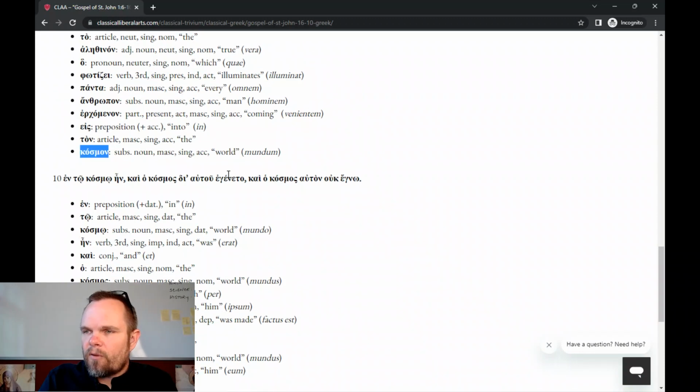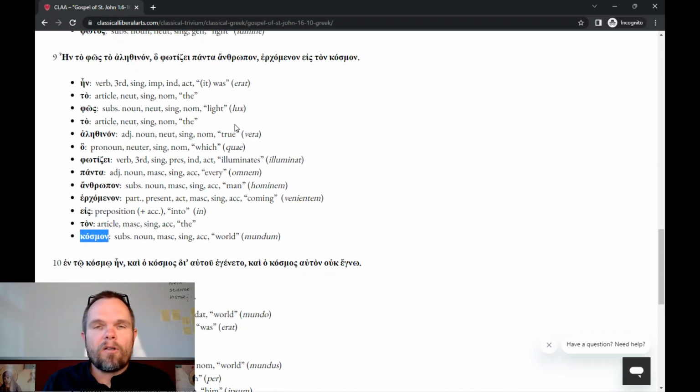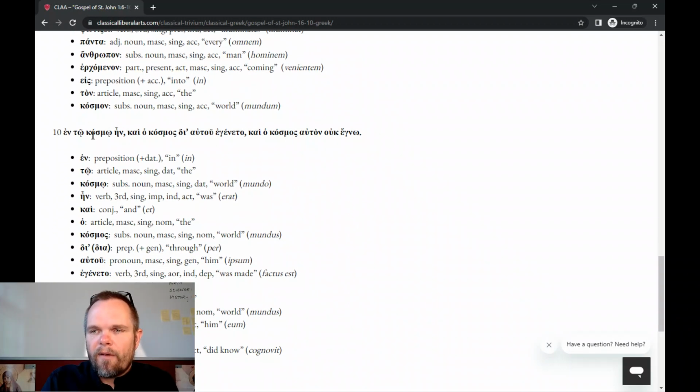Now, what's kind of cool here is that we get to see this noun, ho kosmos, in 3 different cases in just 2 verses here. So we have ton kosmon in verse 9, which is the accusative case. We then have to kosmo, which is the dative case of that same noun. And then we have ho kosmos, which is the nominative case. So we get to see one word in 3 different cases in just one passage of Scripture, which helps us to see the functions of cases and how the different forms are used to serve different purposes in the language.